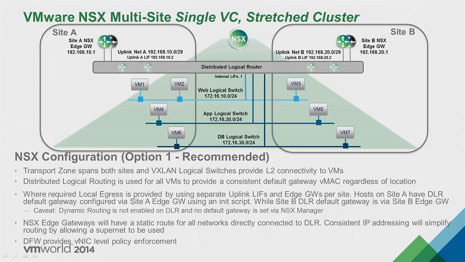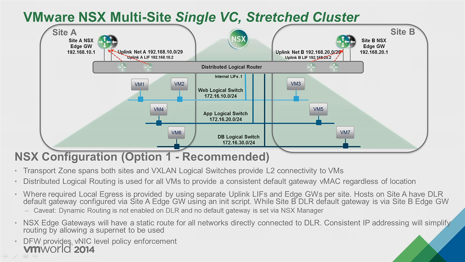As we said, the distributed router also spans both sites and means virtual machines always see the same virtual MAC address. So if we move a virtual machine, there'll be no network interruption due to needing to relearn the gateway address. And our first hop routing is always performed locally. If required, if we need local egress, you can see we have a separate uplink network only for site A, and that's connected to a specific edge gateway.